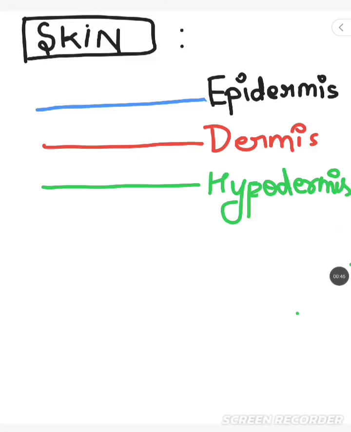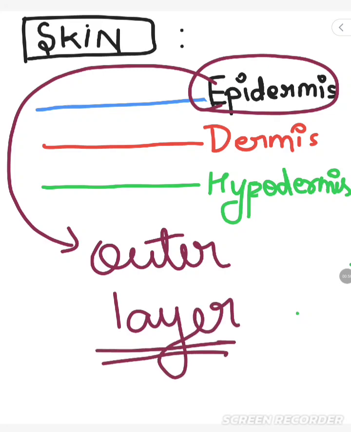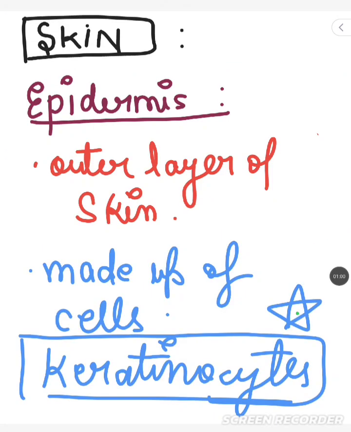Next, when we talk of epidermis, which is the outer layer, this epidermis is made up of cells, that is, it is the cellular layer. The outer layer of the skin is epidermis and it is the cellular layer which is made up of keratinocytes. Below the epidermis we have dermis.